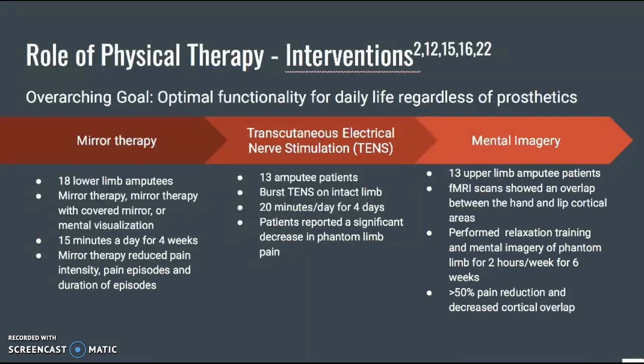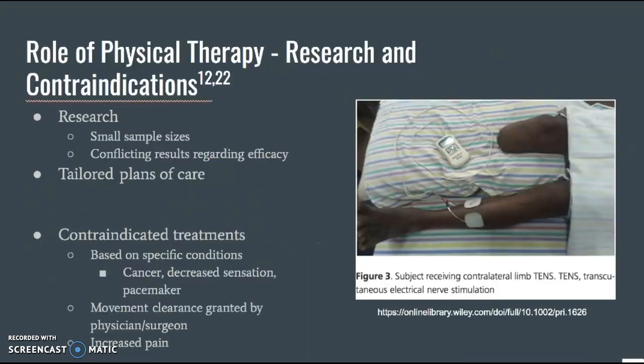Patients attended 6 treatment sessions of 2 hours, where they performed relaxation training, as well as imagined comfortable movement and sensation of the phantom limb. As a result, a majority of patients reported their pain had been reduced by greater than 50%, and the fMRI scans showed decreased activation of the hand, motor, and somatosensory cortex with lip movements.